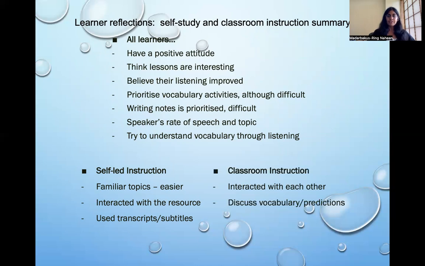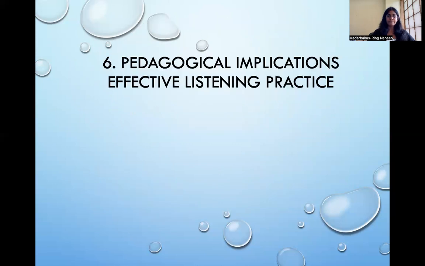In classroom instruction, they were able to interact with each other, so discussion with each other, being able to check and monitor their understanding as they go along, but also they were able to discuss vocabulary throughout the lesson and also make predictions at the beginning as well as check them afterwards.